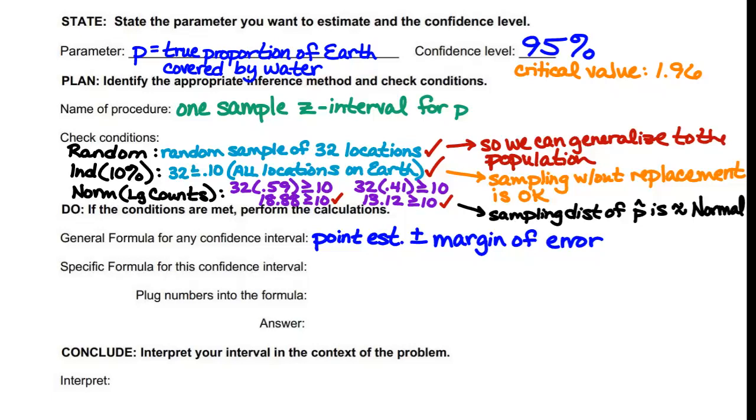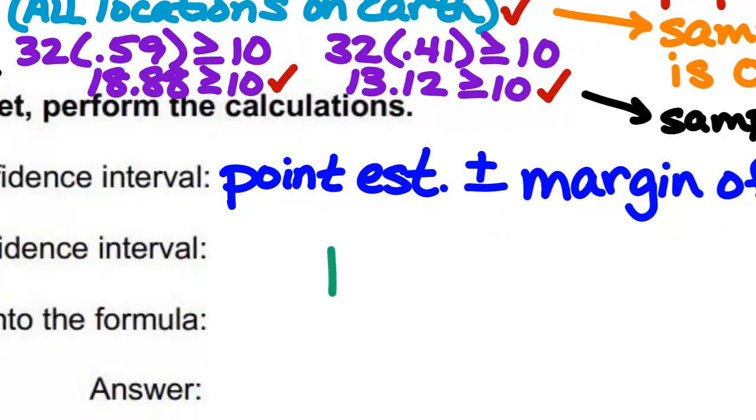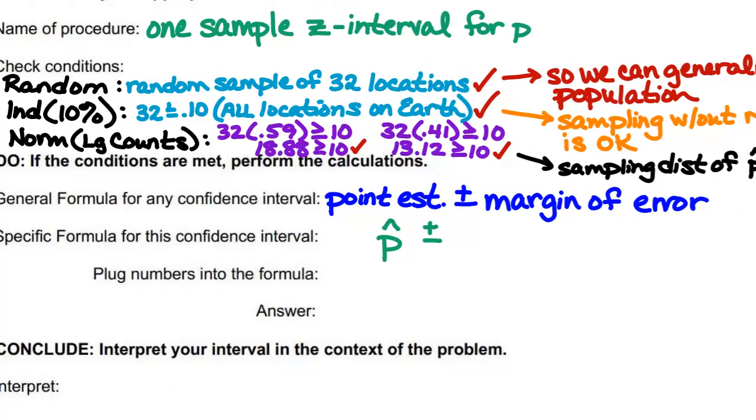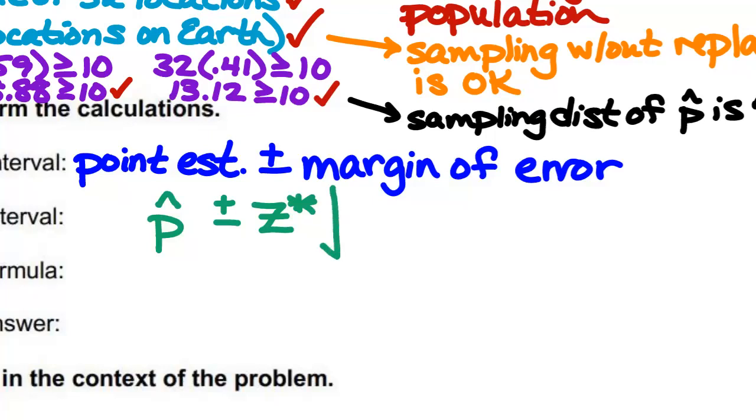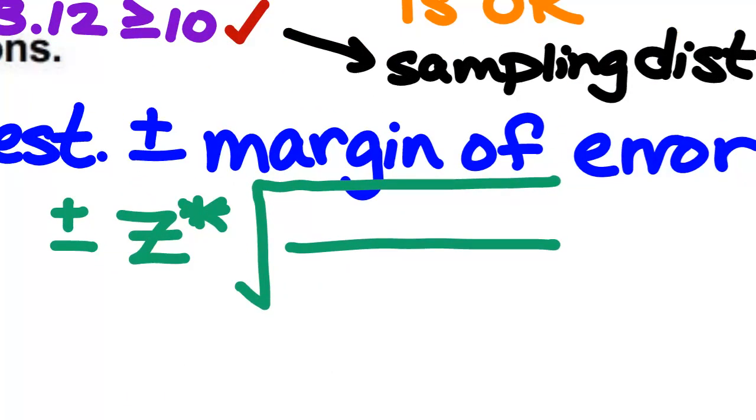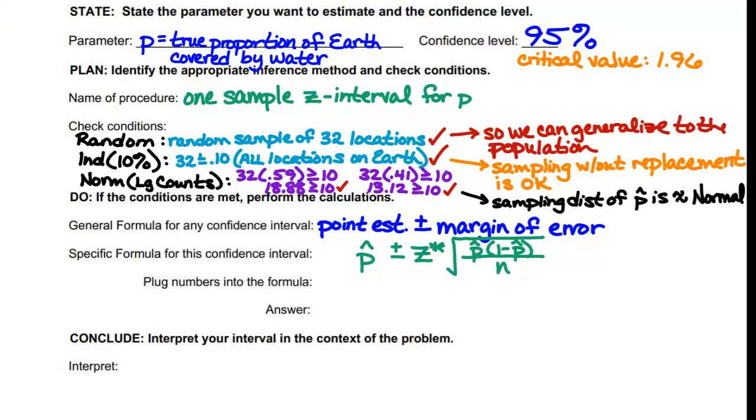What do we use to represent the point estimate? P hat. So we have P hat plus or minus. How do we calculate margin of error? Yep. Z star. Standard deviation formula, but with one key difference. P hat instead of P. So P hat times 1 minus P hat over n.